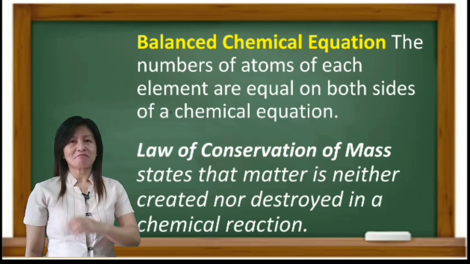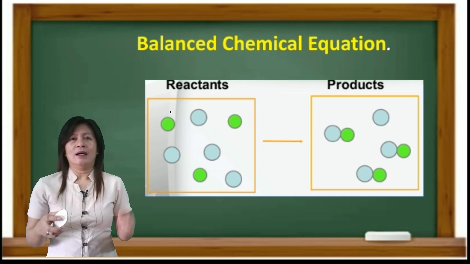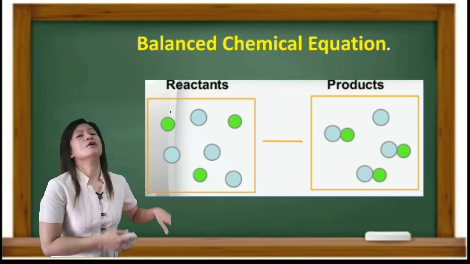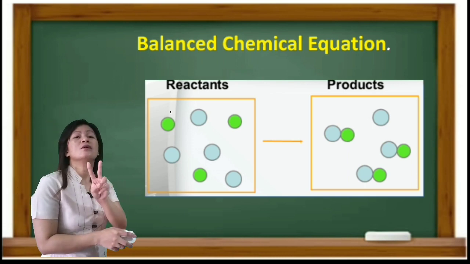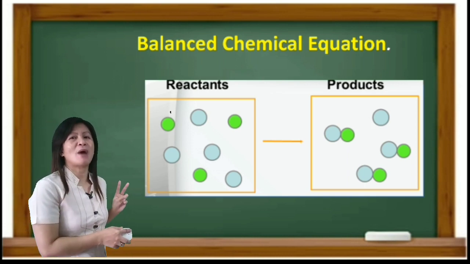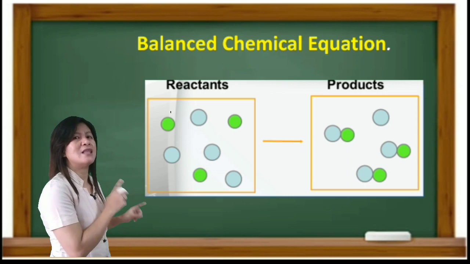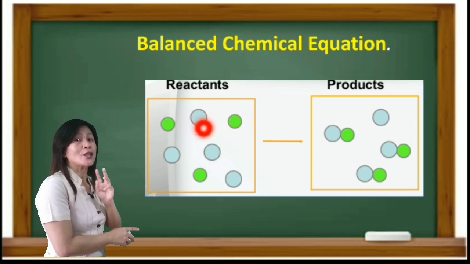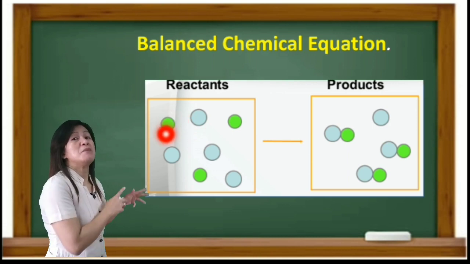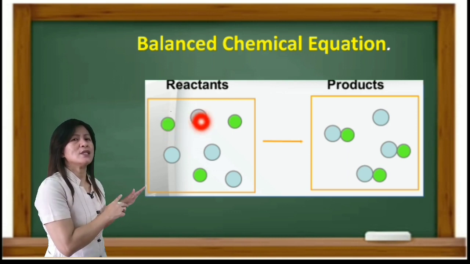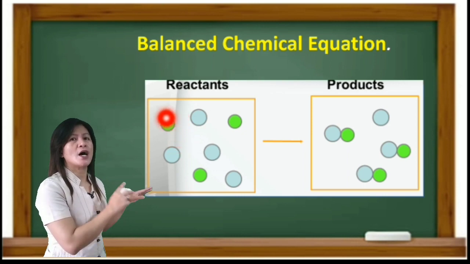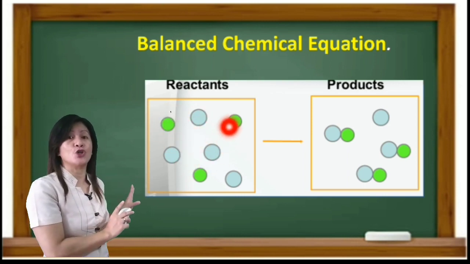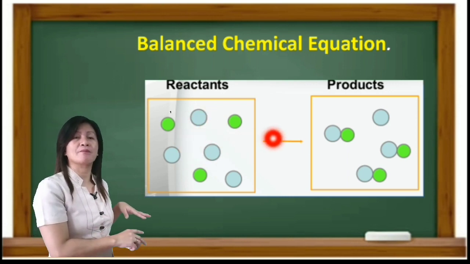So to explain it further, let's have this illustration. You will notice two kinds of atoms represented by the green sphere and the light blue sphere. We have 3 smaller atoms and 4 bigger atoms. Notice their positions in the reactants, and then after the reaction, what happens to the arrangement?